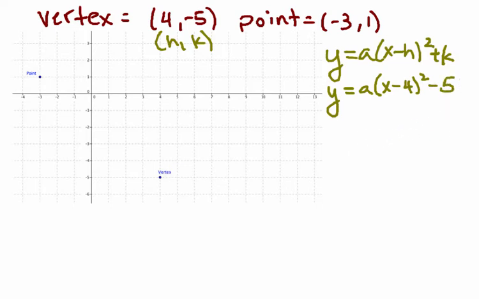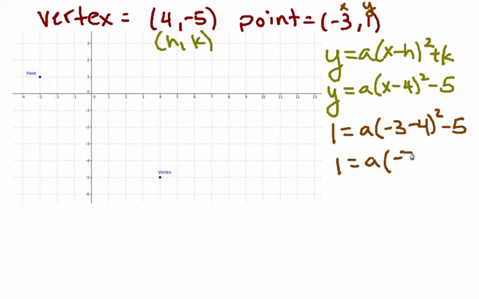And now we need to solve for the a value. So we're going to plug in the point we know that this equation has to satisfy, remembering that -3 is the x value and 1 is the y value. So 1 must equal a times the quantity -3 minus 4 squared minus 5. Well, -3 minus 4 is -7.